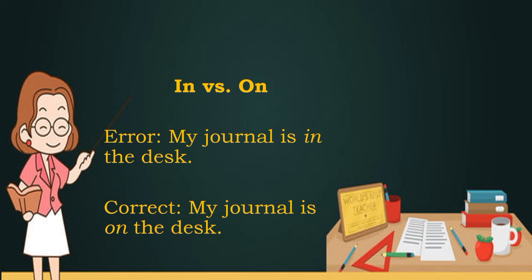For example, my journal is in the desk. So before, I thought this sentence is correct because it confuses me when to use "in" and when to use "on." But as I did my research about the rules of using "in" and "on," I realized that this is wrong, because in my sentence I used "in," supposedly I should use "on," because my journal, I place it on my desk. So the correct construction of the sentence is, my journal is on the desk.